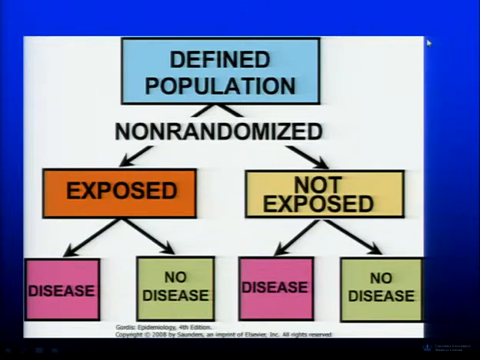So if you look at this schema, what kind of a trial is this? Right, it's a cohort study, and what's the giveaway? It's non-randomized. You're starting with the population, they choose their behavior to be exposed or not, and then you follow them for disease. So this is a cohort study, an observational type study.